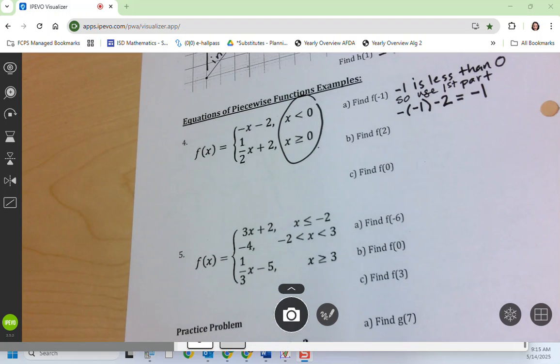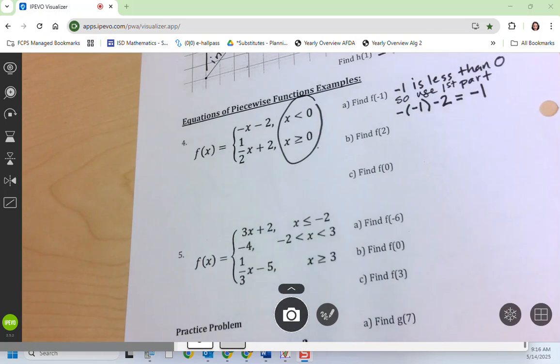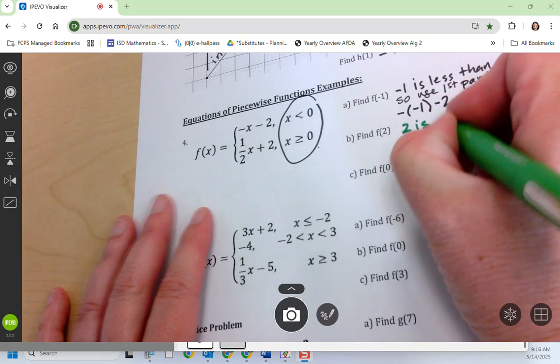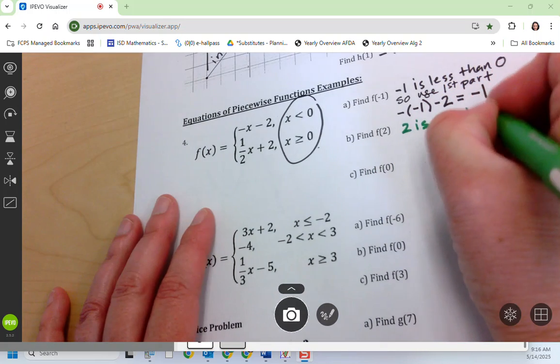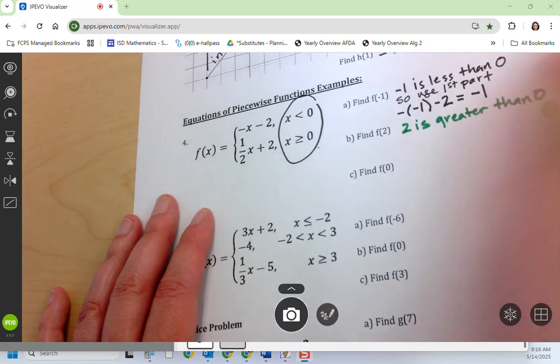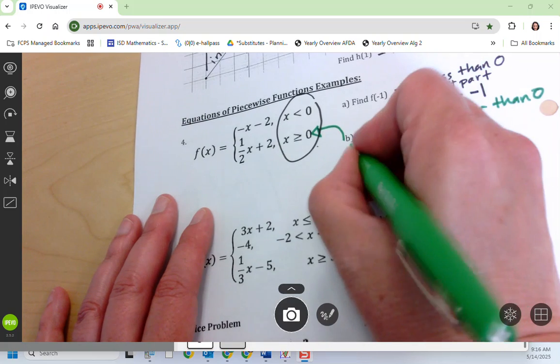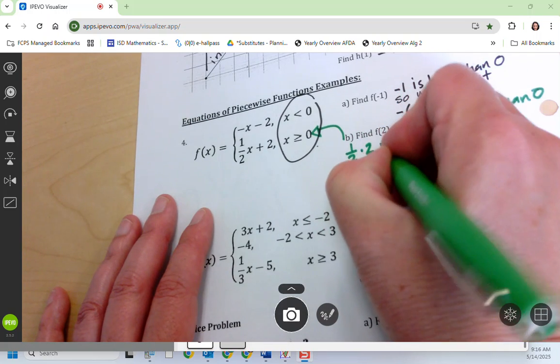Calvin, did you get that? We're doing f of 2 now. F of 2, is it less than 0 or greater than or equal to 0? 2 is greater than 0. So we're going to use the second part. 1/2 times 2 plus 2.